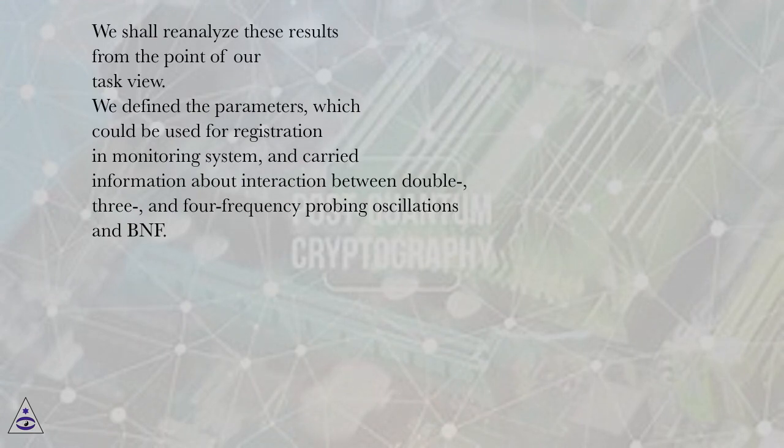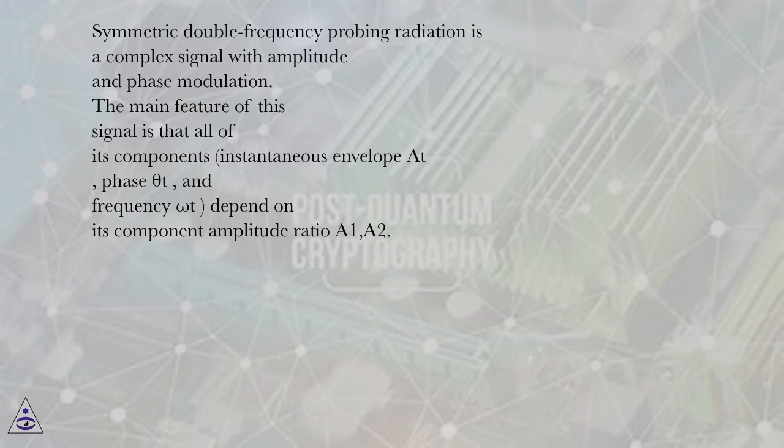We define the parameters which could be used for registration in the monitoring system, and which carry information about the interaction between double, 3, and 4-frequency probing oscillations and BNF. Symmetric double frequency probing radiation is a complex signal with amplitude and phase modulation. The main feature of this signal is that all of its components, instantaneous envelope A(t), phase theta(t), and frequency omega(t), depend on its component amplitude ratio A1, A2.